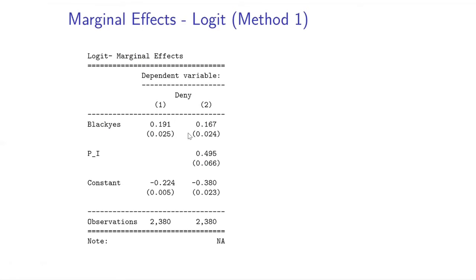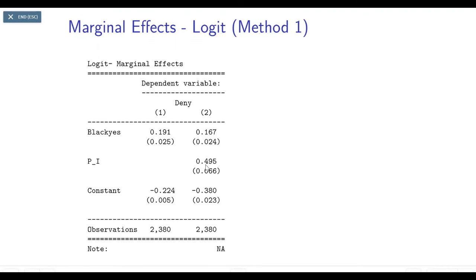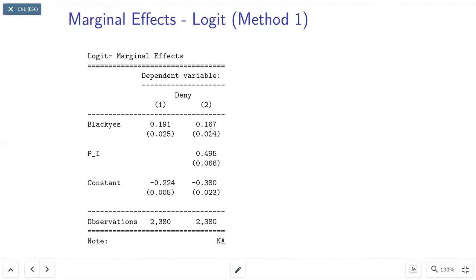The marginal effect table now shows the marginal effect for each x on y. For instance, the marginal effect of the black dummy in model 1 is equal to 0.191, or 19.1%. This is identical to the marginal effect of the black dummy in the probit model. The marginal effect of PI in model 2 is 0.495. This means that by increasing the PI ratio by 10%, the probability of rejection will increase by 4.95%, holding the black dummy constant. Again, this estimate is very similar to the marginal effect of 5% given by the probit model.